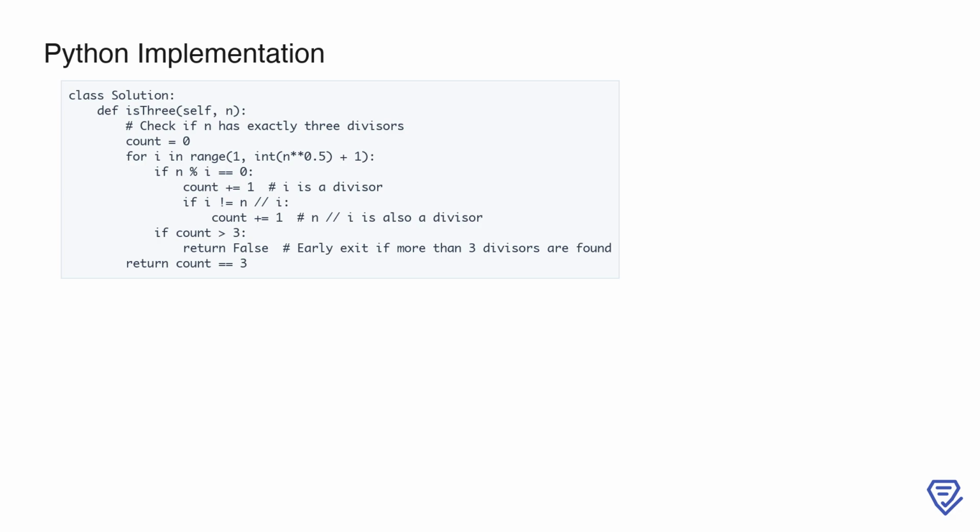At the end of the loop, the function checks if the total divisor count equals 3 and returns true if so, or false otherwise. This ensures efficiency by limiting unnecessary iterations and early termination when possible. The solution is optimal for small values of n as required by the problem constraints.